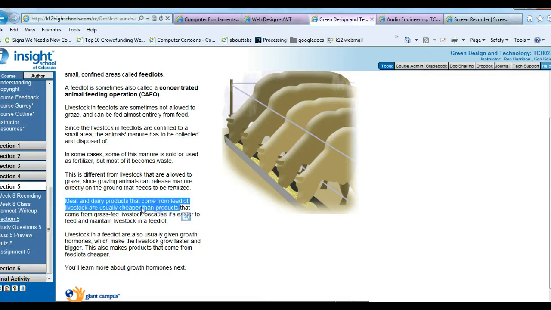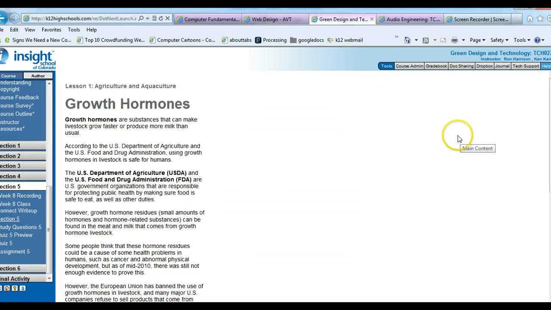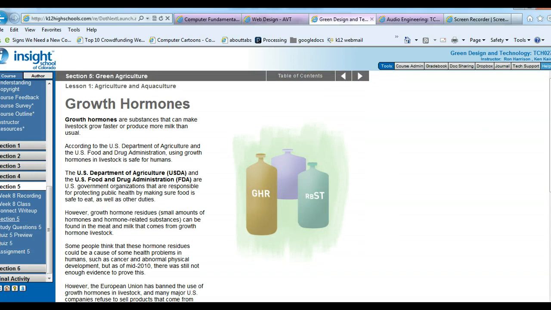Meat and dairy products that come from feedlots are usually cheaper than products from grass-fed livestock because it's easier to feed and maintain animals in a feedlot. If you had 1,000 cows in a feedlot in a tight fenced-in area, it's a lot easier to just drop them off some hay and corn and let them eat. But imagine if you had 1,000 cows in an area of 200 acres where they're eating natural grass. Well, that would be very expensive to maintain, right? So that's the reason that feedlot animals are usually less expensive than free-fed animals, or animals that can feed on their own.